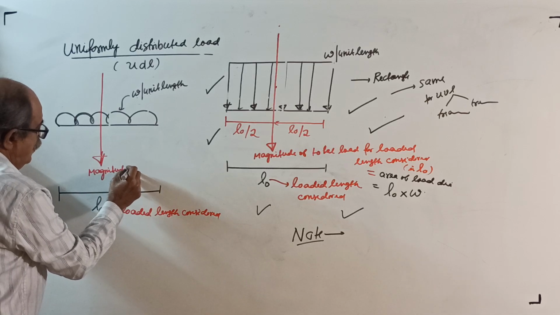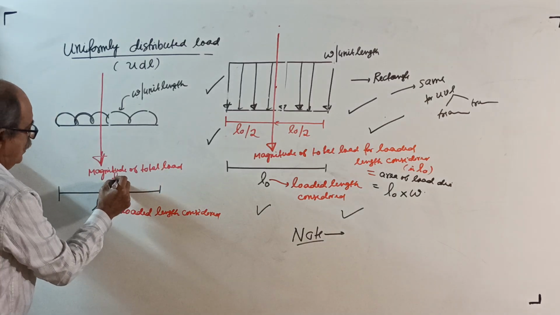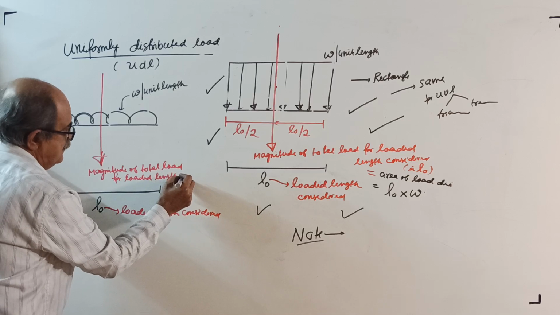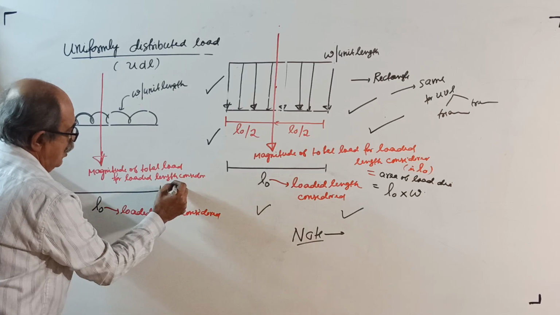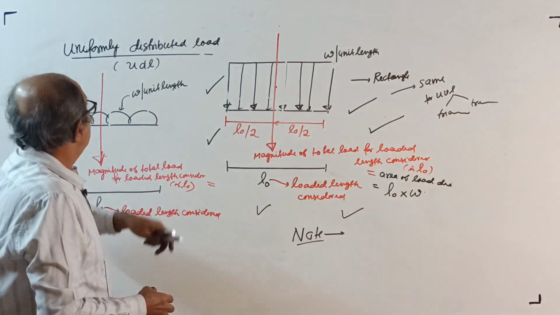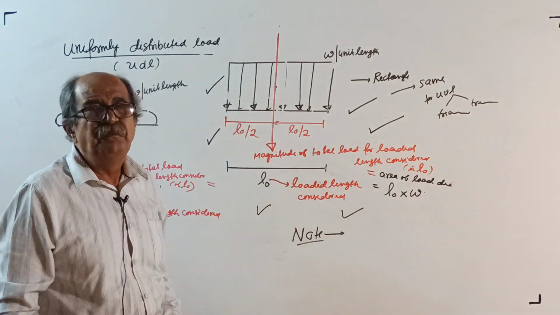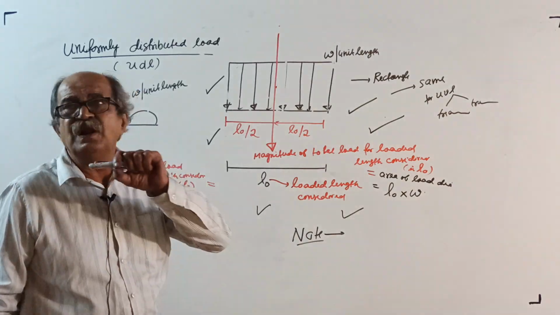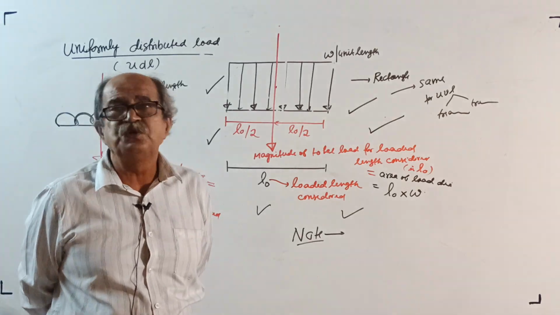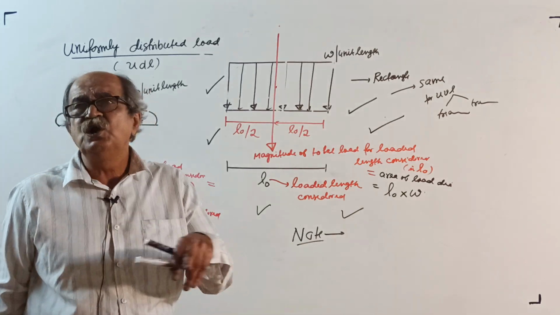Magnitude of total load for loaded length considered of L naught equal to, see here, what you will do. W is the load per unit length. I'll give a simple example, like I told already, 1 meter of a cloth, maybe shirt material, or any cloth, 1 meter will cost you 200 rupees. We want to buy 5 meters.